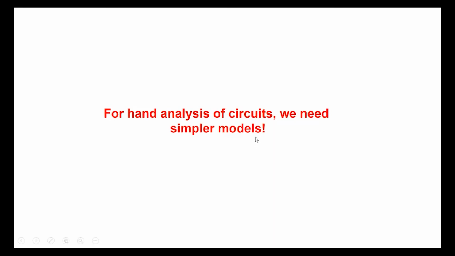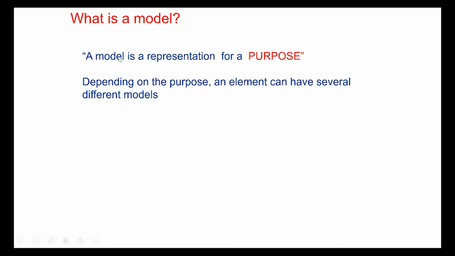So that takes us to the issue of, let's spend some time and think about what we mean by these models here, okay? So what is a model? An important point to remember is that a model, in our context, is a representation for a purpose. So when we're talking about a model for a diode, we are talking about a mathematical or a circuit representation of a diode for a particular purpose. And as you change the purpose, the models change.